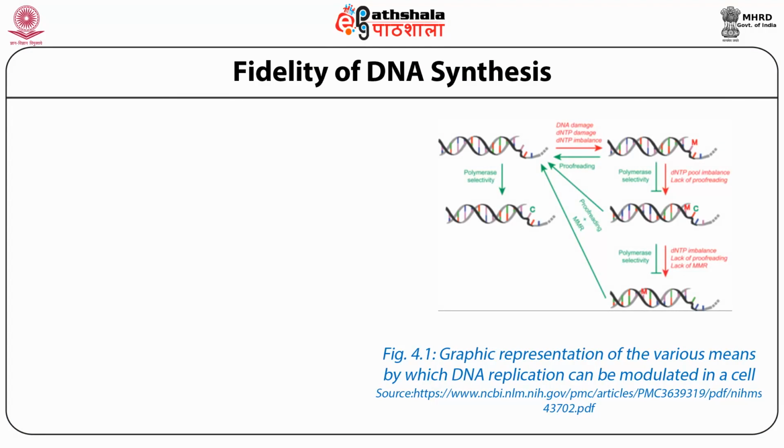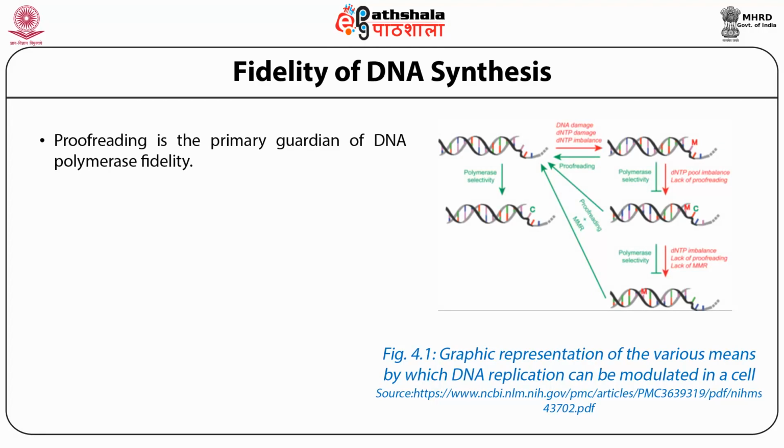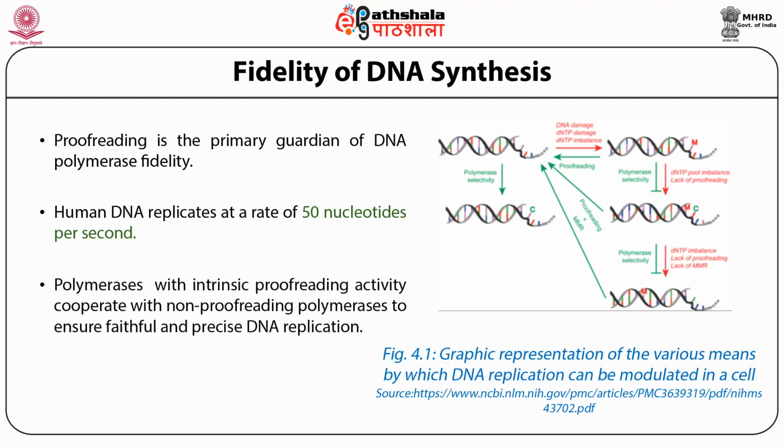Accuracy of DNA synthesis in eukaryotes is mainly maintained by the proofreading activity, which is an inherent property of the DNA polymerases and a few other enzymes involved in DNA replication. The rate of replication in eukaryotes is typically 50 to 100 nucleotides per second. To be precise, human DNA replicates at a rate of 50 nucleotides per second. Polymerases come with an intrinsic proofreading ability, which cooperates with the non-proofreading polymerases to ensure faithful and precise DNA replication.